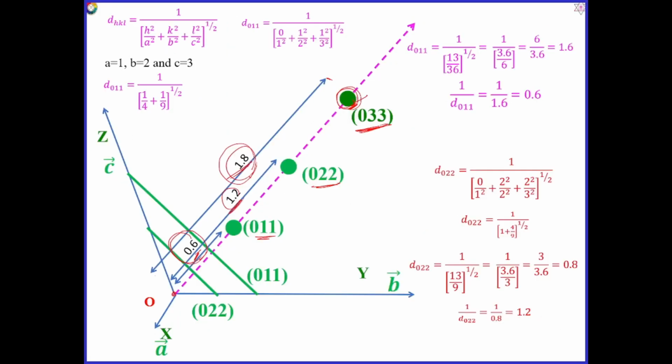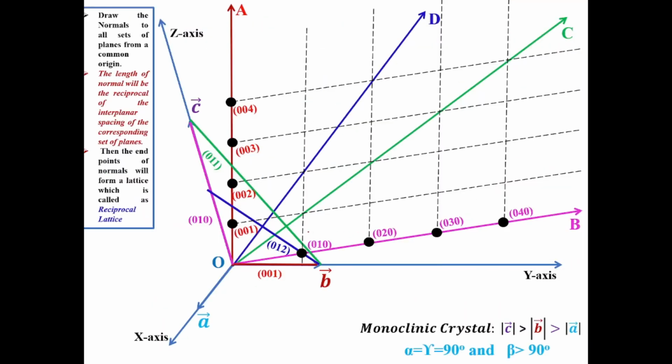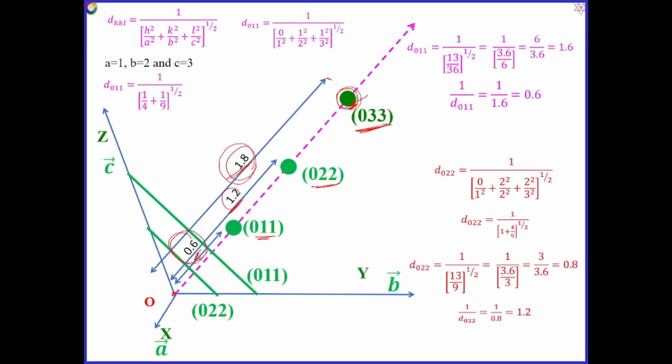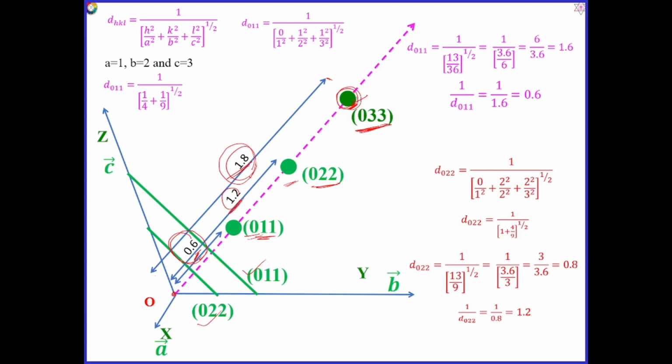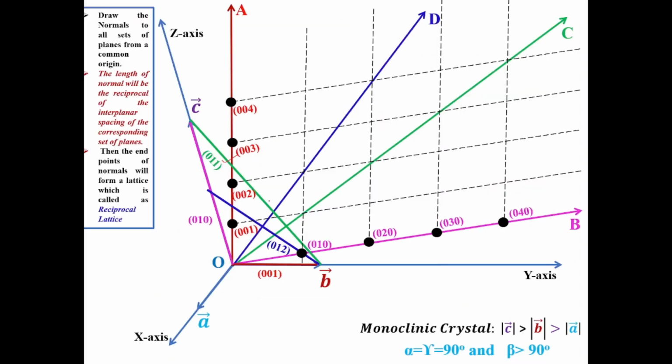Now we are going to locate these points in our main figure. Here you can see we are trying to locate these points for the planes 011 and 022. This is your 011, and below this 011, 022 will be there, whatever we have discussed here. So for 011 the point will be here, that is your 011 point, this one. Likewise 022 will be here.